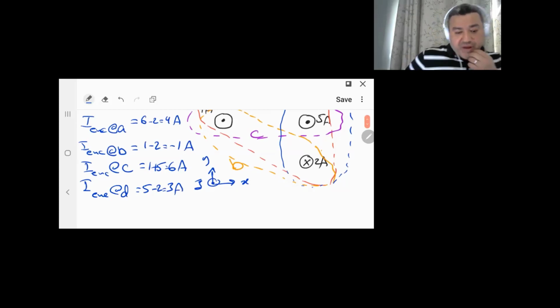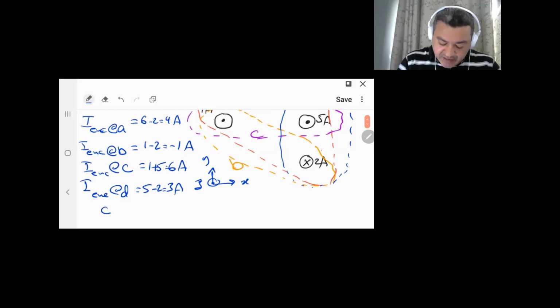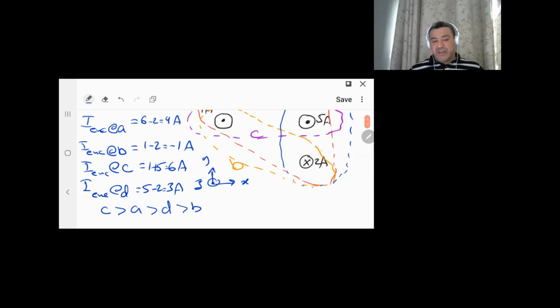So now if I am to rank them, based on the greatest to the least, it would be C as the first one. C is the greatest, and then comes A, and then comes D, and then comes B. So I have C greater than A, greater than D, greater than B, and the answer would be D.